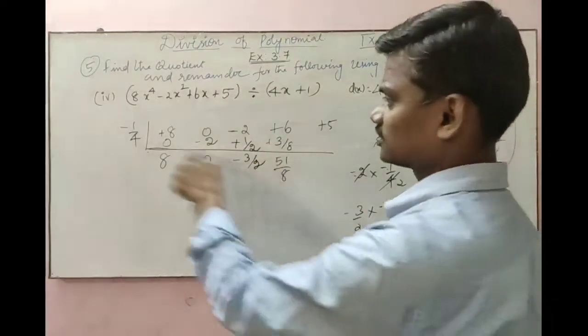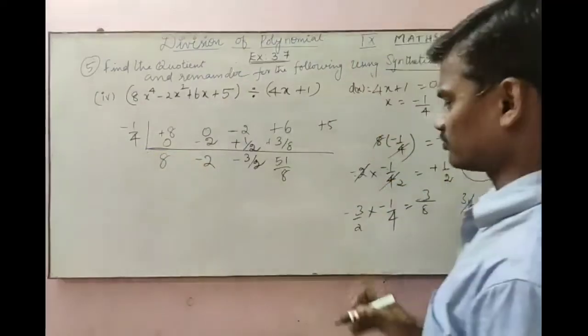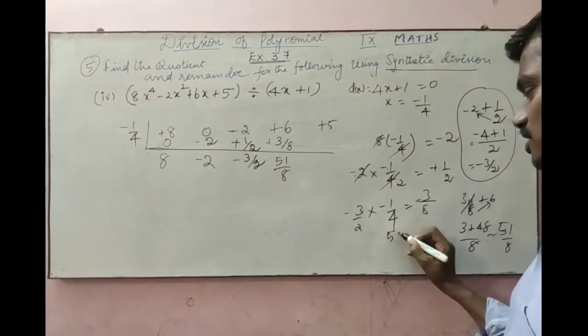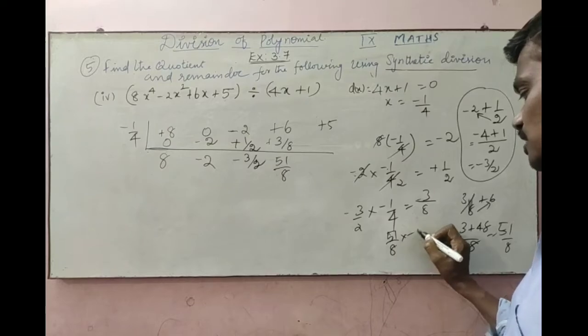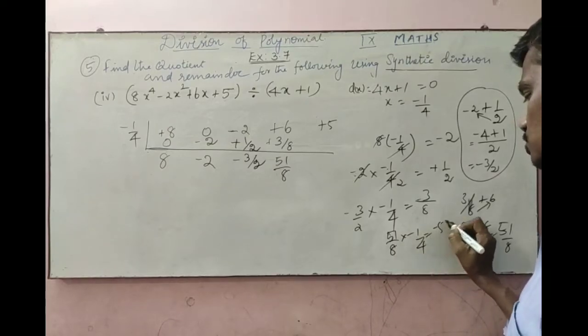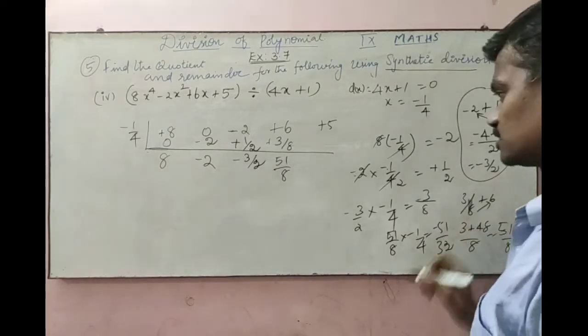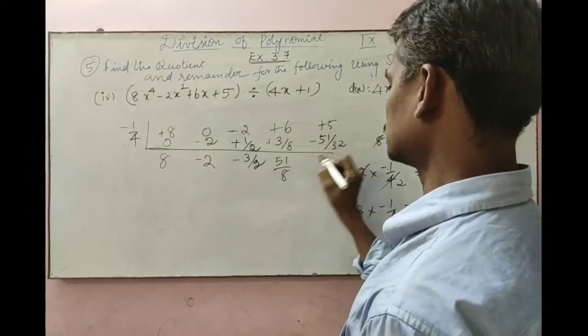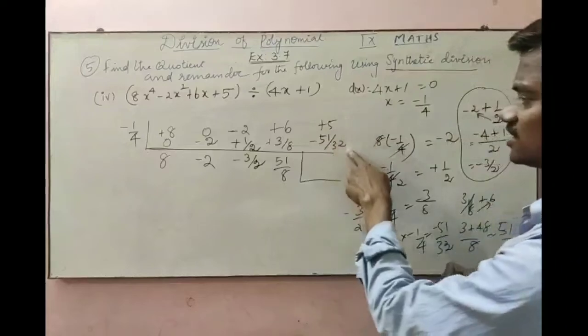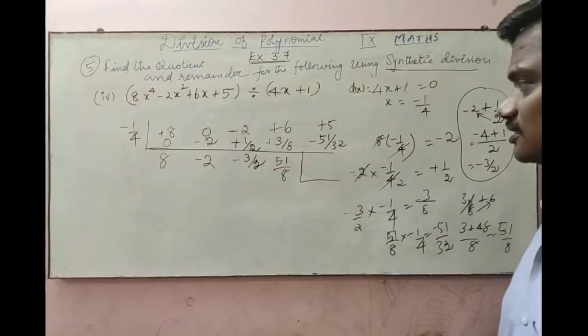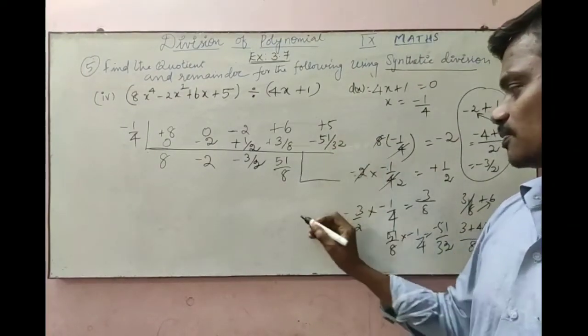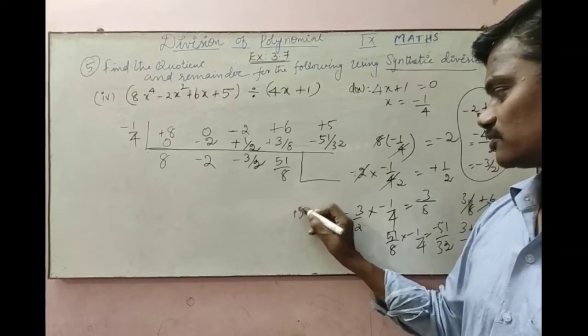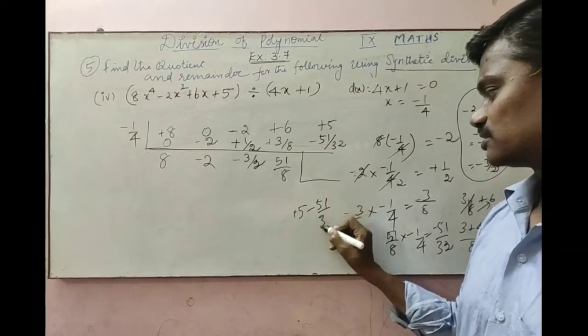51 by 8 into minus 1 by 4 again. 51 by 8 into minus 1 by 4 gives minus 51 by 32. If I simplify these two, I will get the remainder. So what is the remainder? Plus 5 minus 51 by 32.